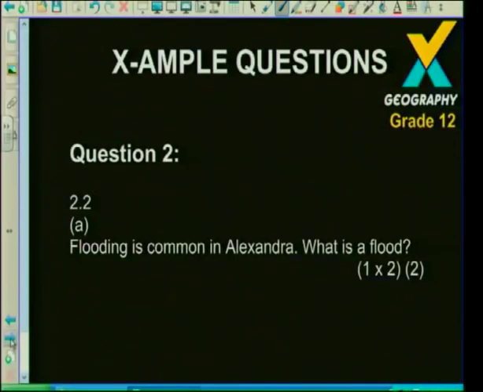Then it says, question 2.2. Flooding is common in Alexandria, and what is a flood? Now, a flood is basically a situation that occurs when there is too much water within the river channel and the river overflows its banks. So, to give a definition of flood, there's too much water within the river channel and the river overflows its banks, causing water to occur in areas that it usually doesn't occur in.